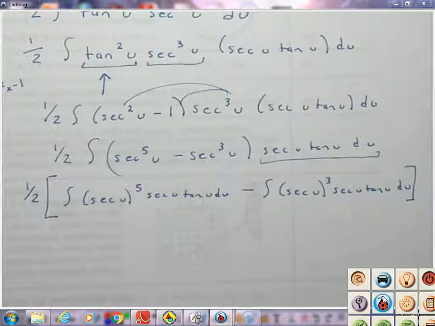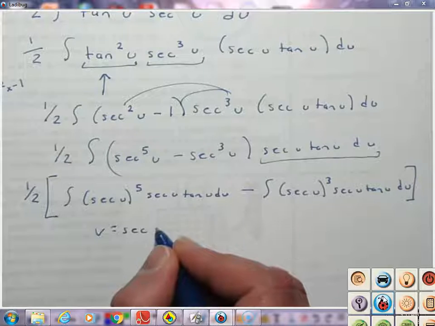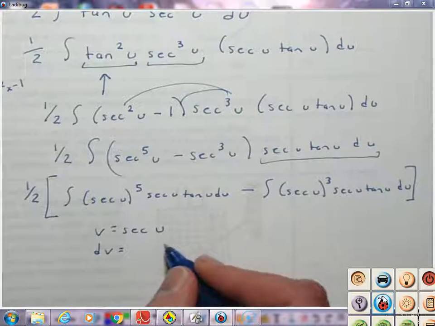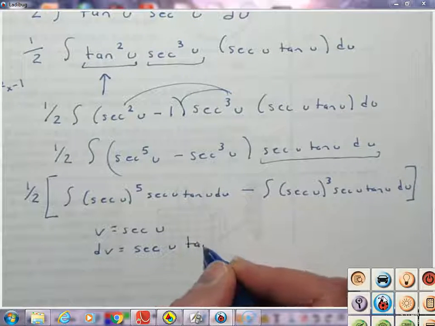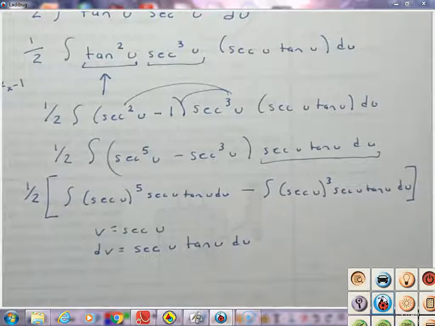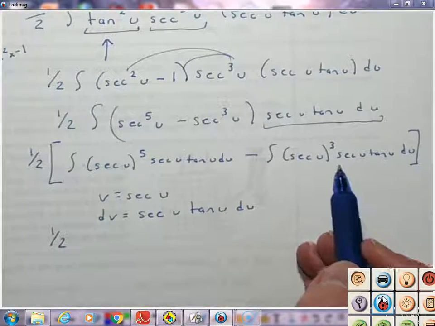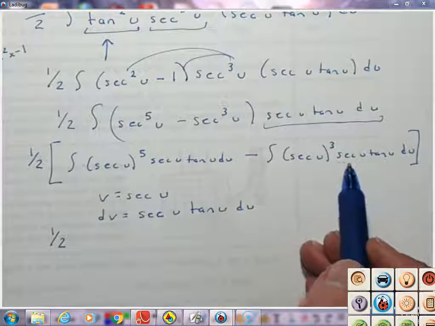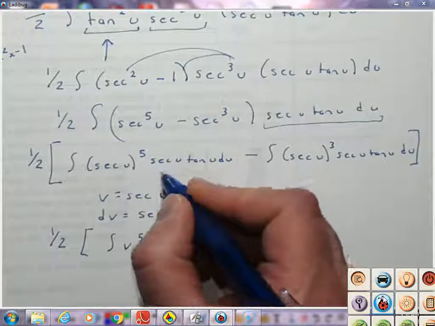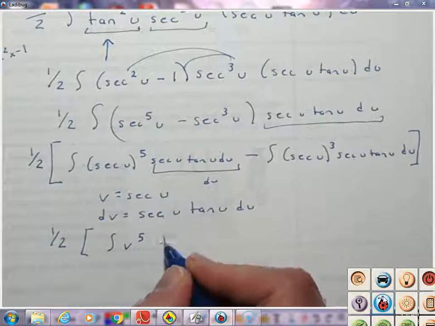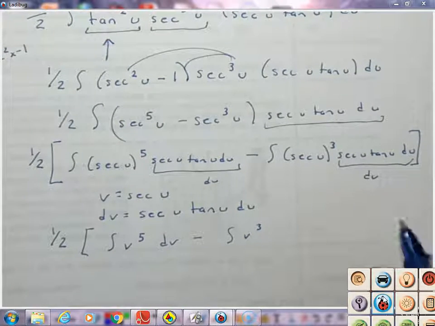Okay, so if it was a v substitution, what would v equal? And dv? Okay, because the derivative of secant is secant tangent. So if we rewrote this, it's the same substitution over here. It works for the second one, so I'm not going to write it out again. So this would be v to the fifth, all of this is dv, minus v to the third, all of this is dv.